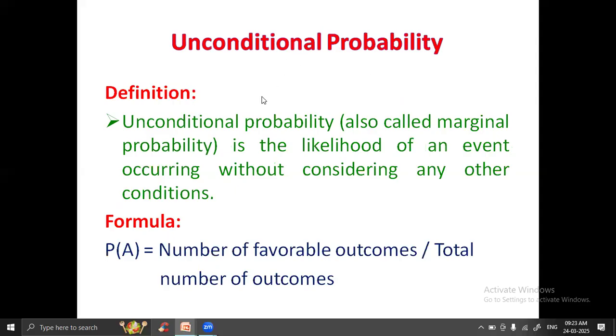The definition of unconditional probability: it is also called, as I've said, marginal probability. It is the likelihood of an event occurring without considering any other conditions. The formula is, given the event A, the probability of A is given by the number of favorable outcomes divided by the total number of outcomes.